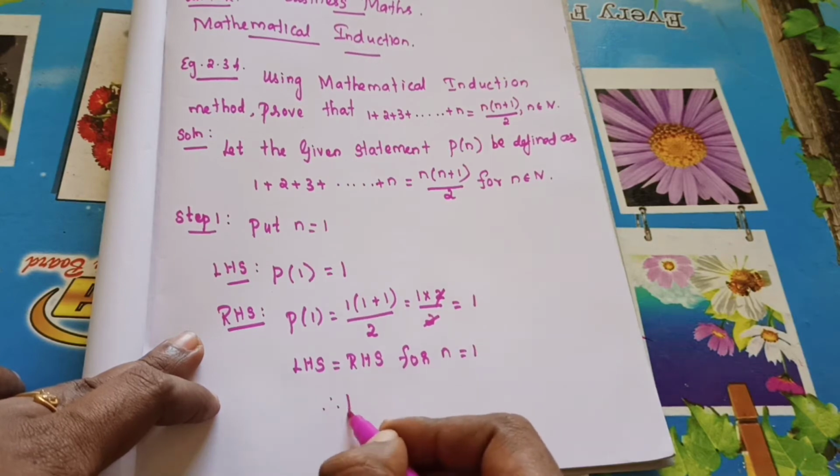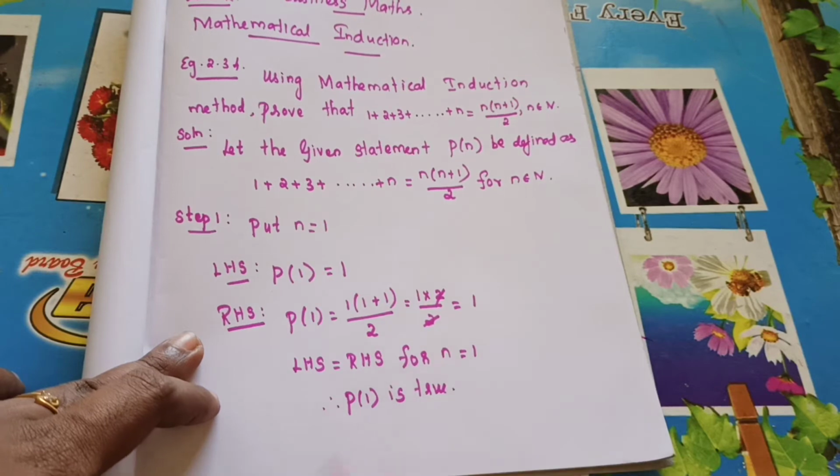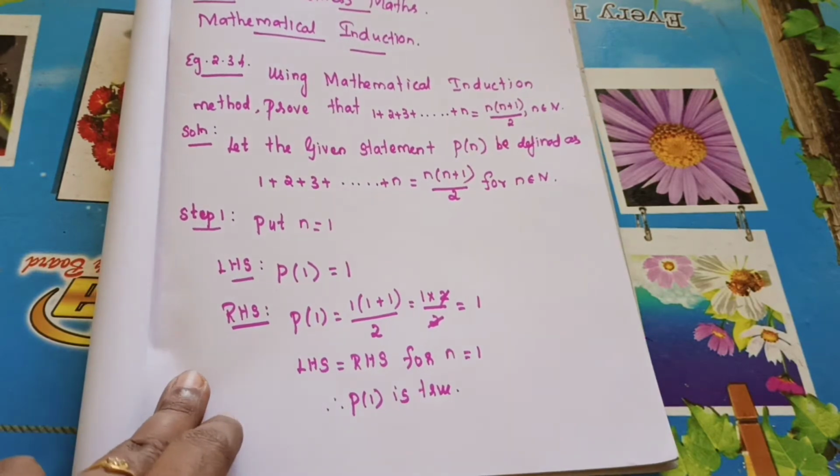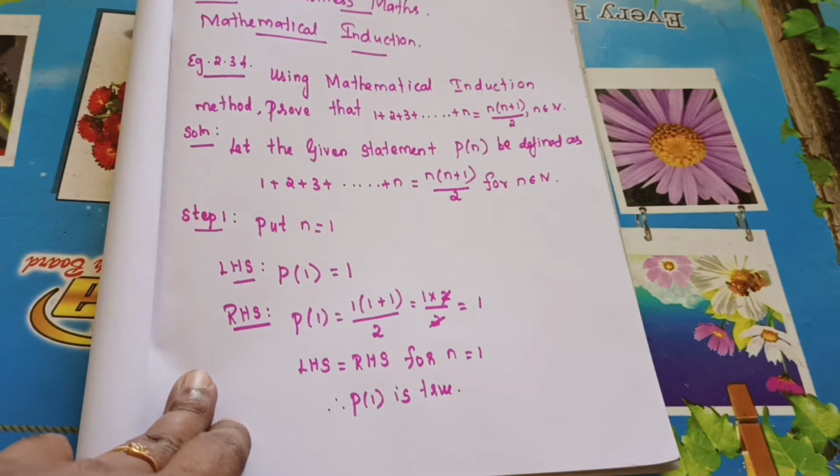So what will you conclude? P of 1 is true. This is the first step. Have you got it? So first what you need to do? Let us assume the given statement is P of n. That's the first thing we need to define as P of n. Then step 1, what you need to do? Put n equal to 1. In the place of n, you need to substitute 1. So I substituted for LHS as well as RHS. Both the sides I get the value as equal. So now I will say P of 1 is true.